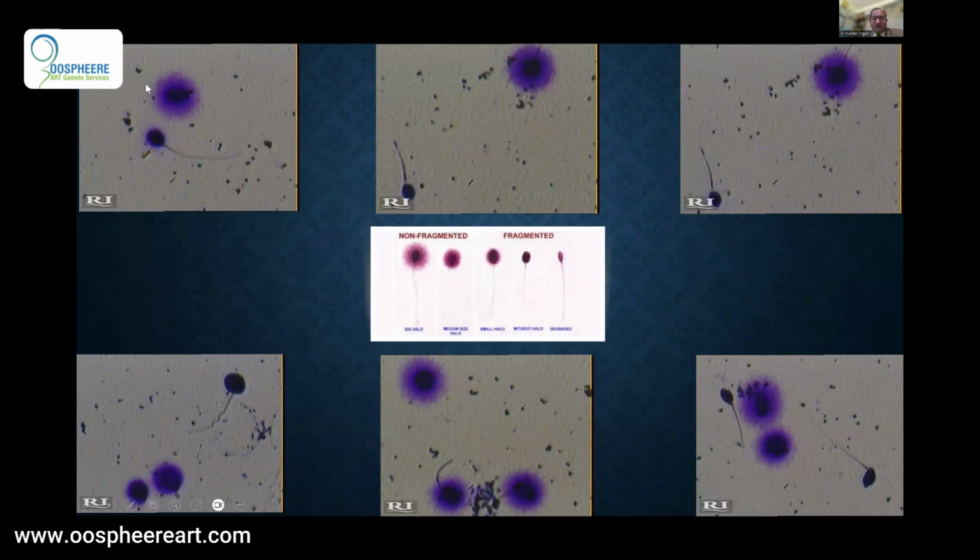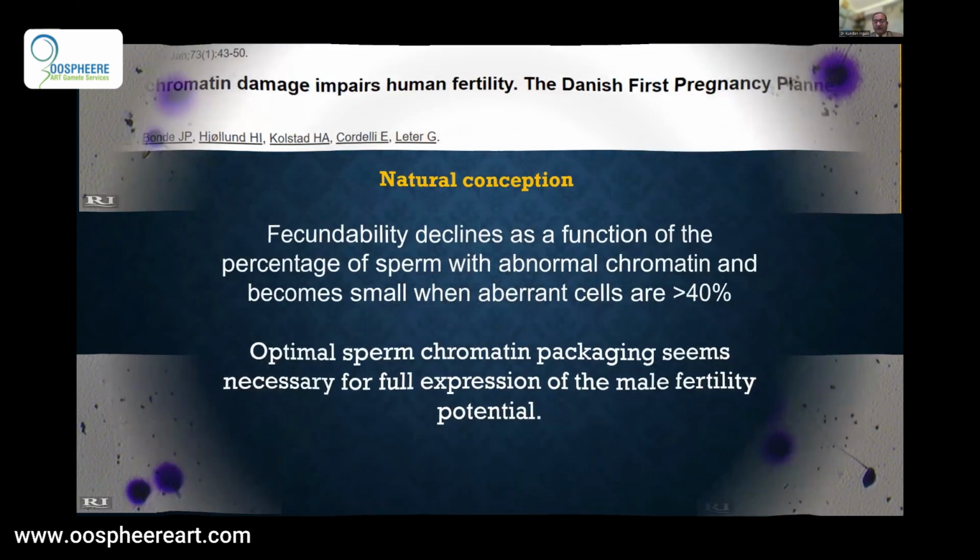These are actual pictures on the slide. The first picture on the left is good DNA, but this is another sperm having no halo. It's a damaged DNA sperm. So you will be able to predict it so easily. Sperm DFI is not a very difficult test.